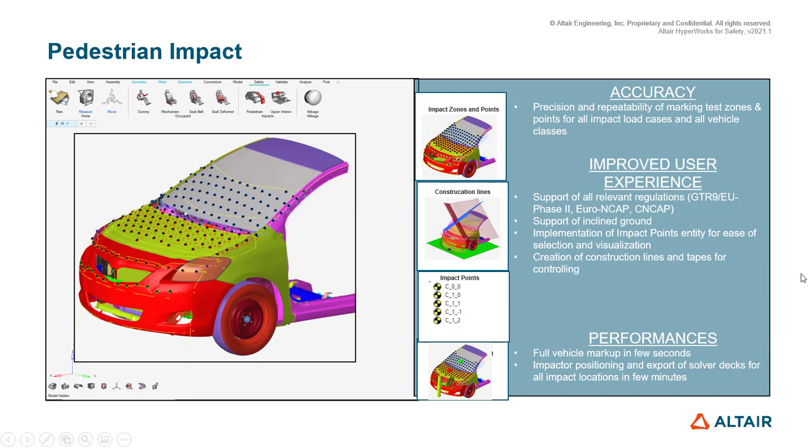The pedestrian tool gives high accuracy. It maintains the precision or repeatability of the marking test zones and points for all the impact load cases and for all the vehicle classes. This pedestrian tool can mark up to full vehicle in a few seconds. Also, it can export the impactor positioning in the solver deck for all the impact locations in a few minutes. It also implements the impact points or the entity for ease of selection and visualization, as you can see in this picture.